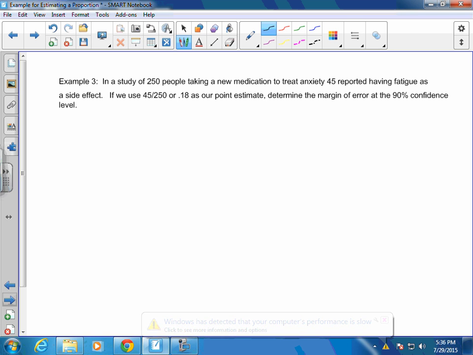All right, so again, hopefully you've taken a look at the note template and looked through the section. We're looking at example 3 now, applying our margin of error formula. It says, in a study of 250 people taking a new medication to treat anxiety, 45 reported having fatigue as a side effect. If we use 45 out of 250, or 0.18, as our point estimate, determine the margin of error at the 90% confidence level.